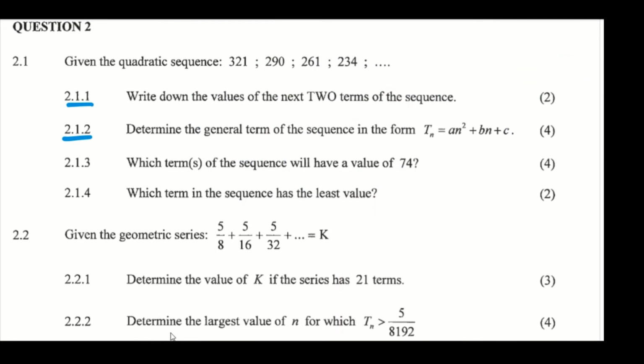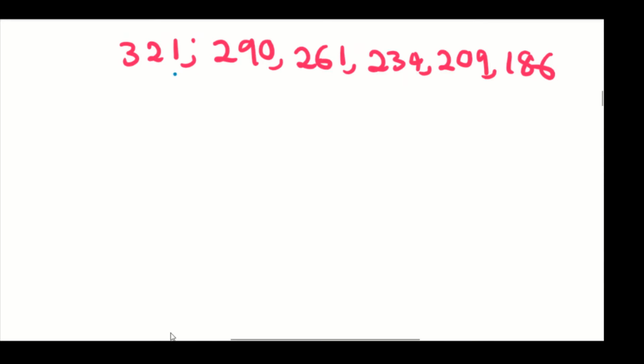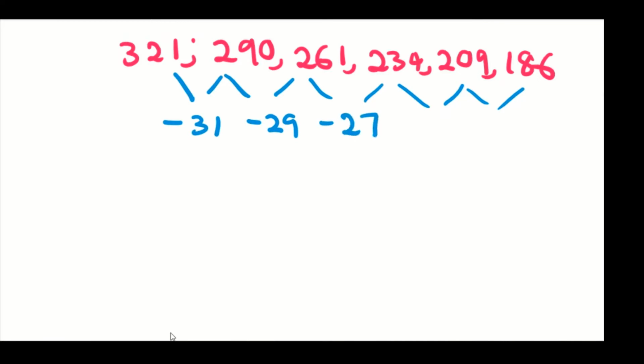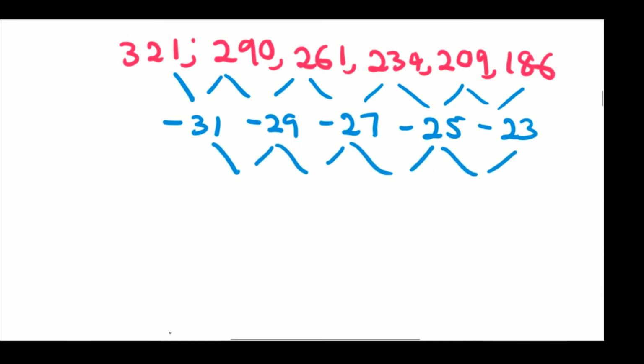Now 2.1.2, we are asked to find the general term of the sequence in the form of Tn equals an squared plus bn plus c. So to find the general term, we have our quadratic sequence being 321, 290, 261, 234, 209, and 186, right? So we're going to first find the first difference of the sequence: minus 31, minus 29, minus 27, minus 25, and minus 23. And then the second difference of the sequence is going to be 2, 2, 2.